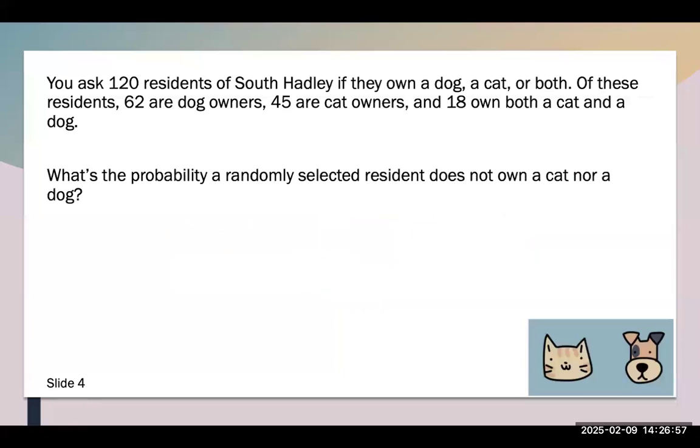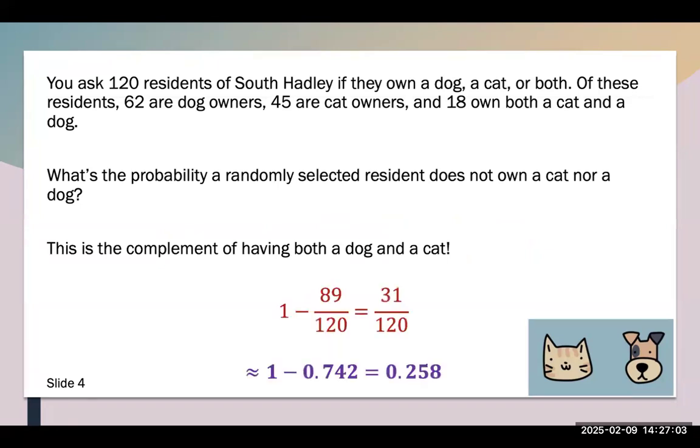And if we subtract it from 1, then that will give us the answer to the problem we are trying to solve here. So if I take 1 and subtract 89 out of 120, I'll get 31 over 120, and the decimal approximation is 0.258.